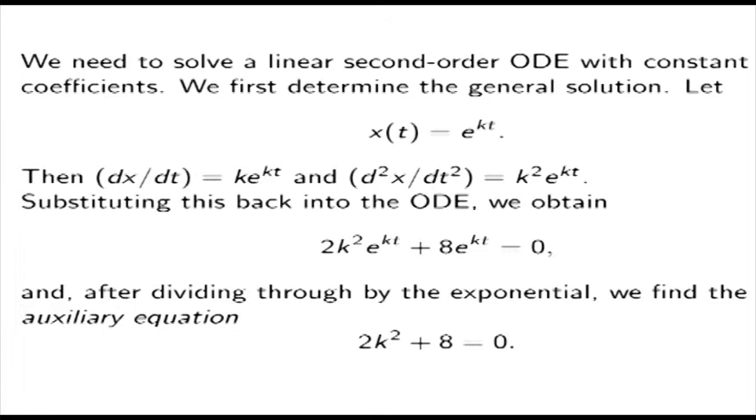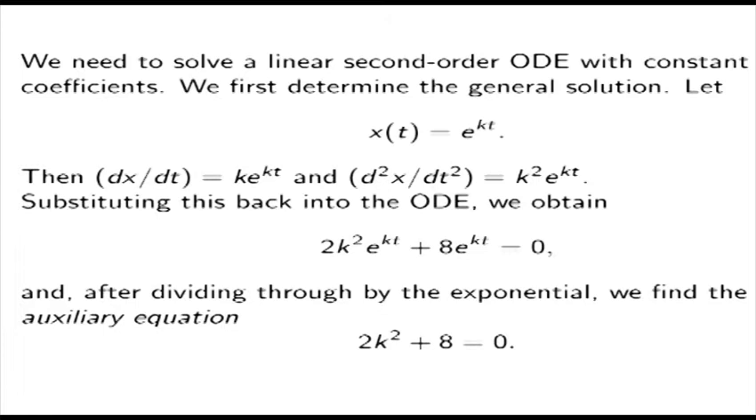Now e to the kt is an exponential function. I can simply divide through by this, and then I get an equation for k, which is called the auxiliary equation. And you see the coefficients in the auxiliary equation are exactly the same as in the differential equation, so you can simply write down this equation once you know how the method works. This is a quadratic equation for k. I will get 2 solutions, and they will give me 2 solutions x of t.